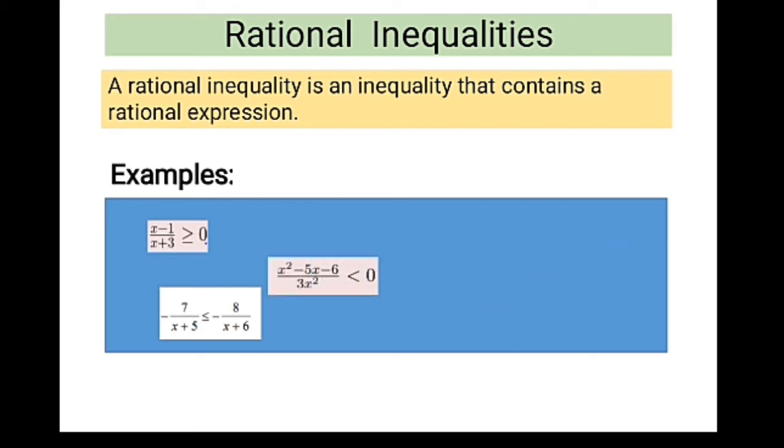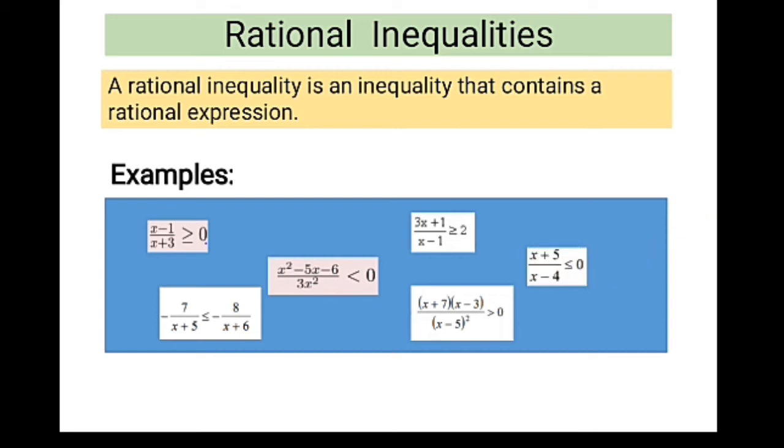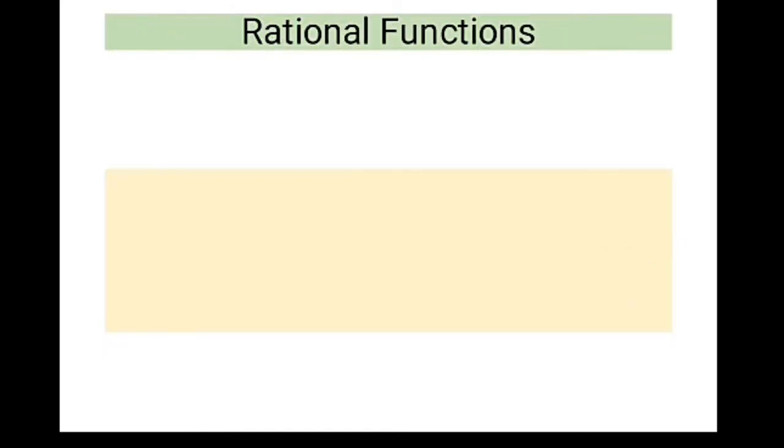Another example is (x squared - 5x - 6)/(3x squared) less than 0. Then we have (3x + 1)/(x - 1) greater than 2. Another example is (x + 7)(x - 3)/(x - 5) raised to the power of 2, which is greater than 0. Then the last example, (x + 5)/(x - 4) is less than or equal to 0. So those are rational inequalities.